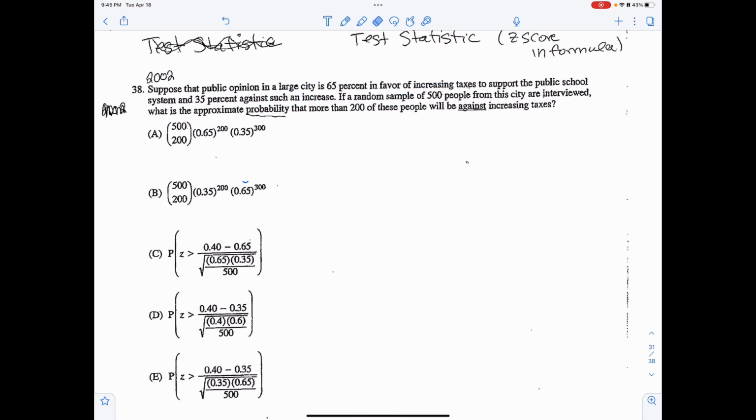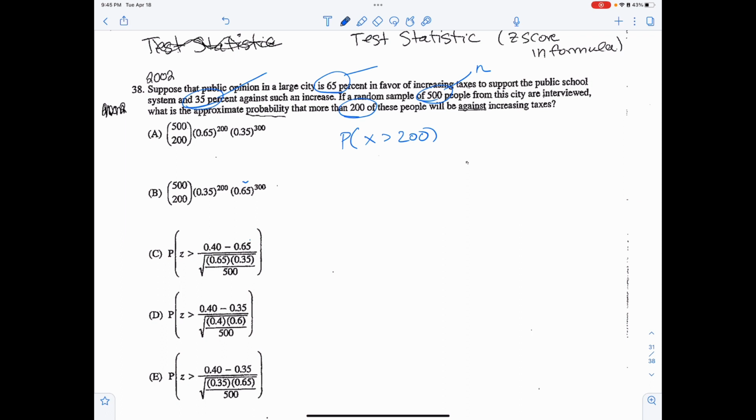In a large city, 65% are in favor of increasing taxes to support the public school and 35% are against such an increase. If a random sample of 500 is taken, what's the probability that more than 200 of the people will be against the taxes? So I need to see what this probability is. To see that, it says more than 200.